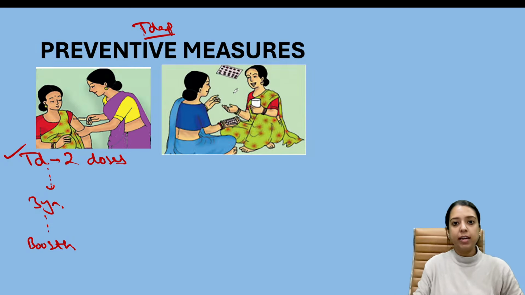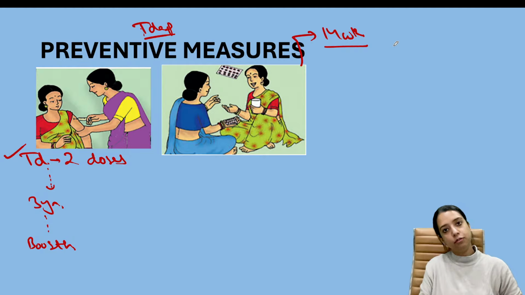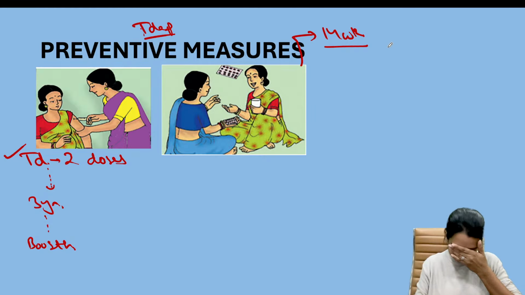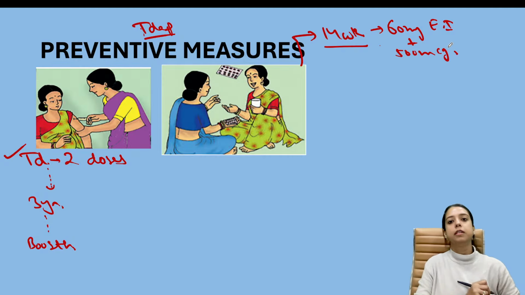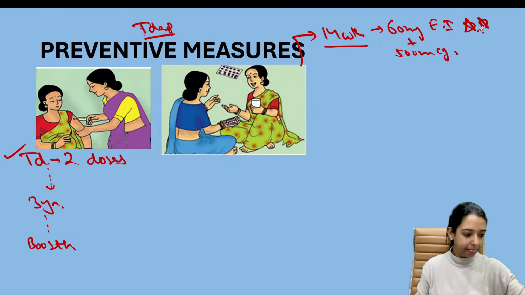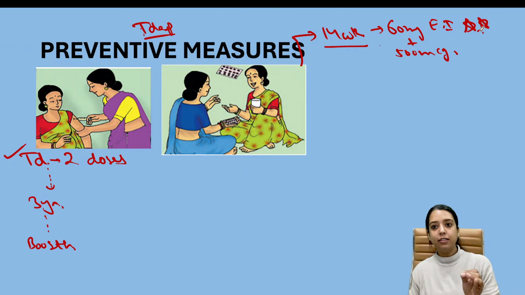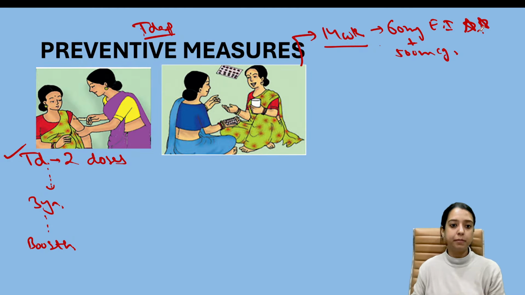Iron folic acid tablet has to be taken by everybody. Iron folic acid tablet has to be taken for prophylaxis of anemia from 14 weeks. From 14 weeks of pregnancy, you have to take iron folic acid. ठीक है. And how much is the iron and folic acid in that tablet? 60 milligram elemental iron है और folic acid कितना है? 500 mcg. ठीक है. प्लीज इसको याद कर लो. ठीक है. This has to be taken once daily. 60 milligram elemental iron, 500 mcg folic acid.